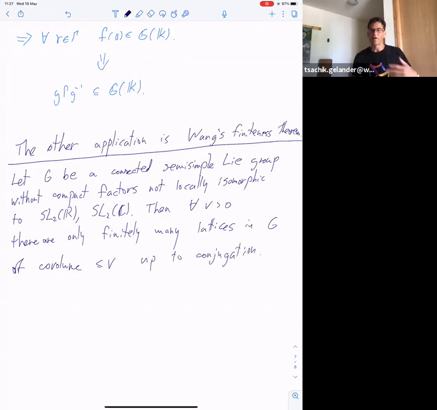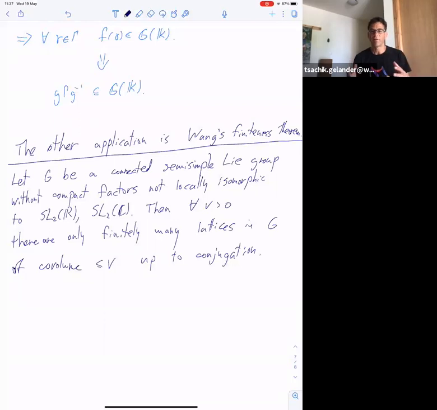Of course, if I take a lattice, I can conjugate it. I have plenty of other lattices which are isomorphic. But if I count them only up to conjugation, there are only finitely many. That's one finiteness theorem. It's a beautiful theorem, which is not true, of course, in SL2R because of Teichmüller theory.